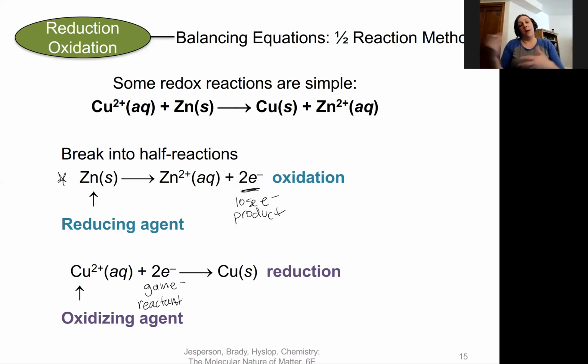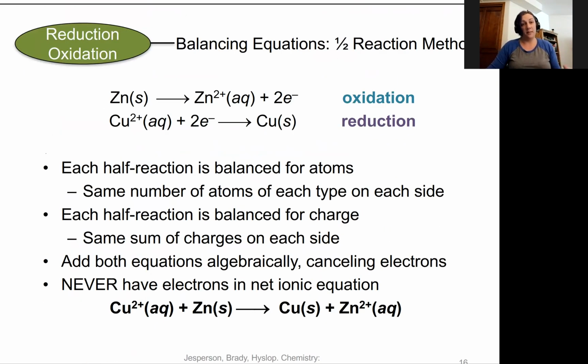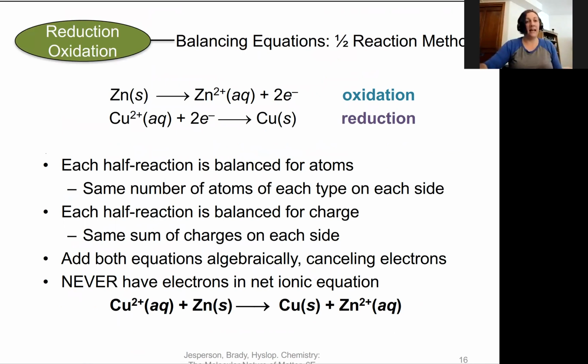And it'll form then copper metal. So now I've been able to isolate these as two separate half reactions. I'm going to first make sure that the atoms are balanced on both sides. And looking at that, I can see that my zinc metal is the same on both sides. There's only one. And then my copper has just one on either side too. So my atoms are already balanced.